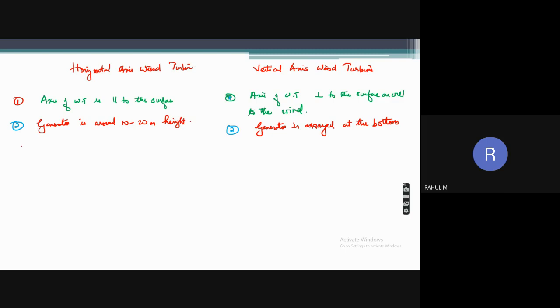Right. Now, next point. Which one will have the higher erection expense? Horizontal axis. Horizontal axis wind turbine, right? So the initial cost of erection is high. At the same time, for the vertical axis it is less compared to the horizontal axis wind turbine, right?